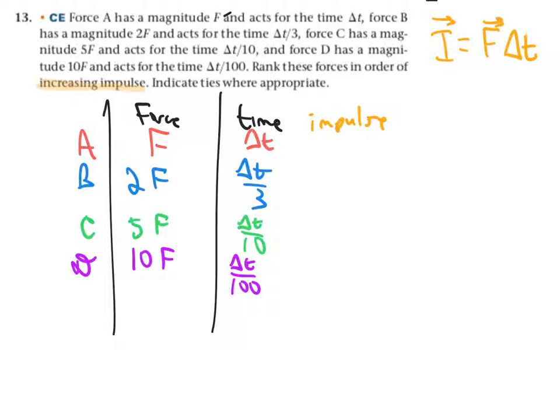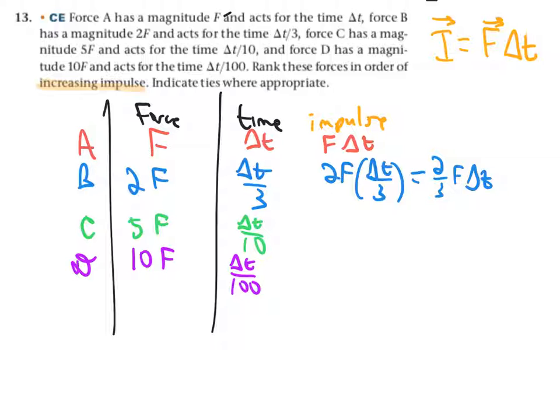So we go here and we say that we have F times delta t. And so we have an impulse of just F delta t. That's sort of our standard reference. And then we have 2F times delta t over 3, which, if we redistribute things, is 2/3 F delta t.